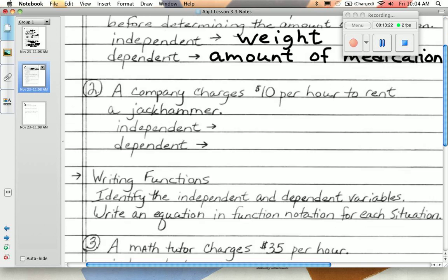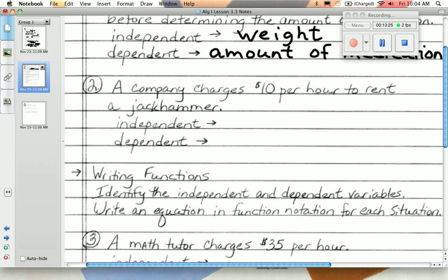Okay, a company charges $10 per hour to rent a jackhammer. What controls this situation? What would be the independent variable? What did you say first, Jim? You said $10? Okay. And what did you say, Courtney? How much it costs? How many hours? I think it would be the amount of hours. Does the $10 change? No. So that's kind of like a constant that doesn't change. So that isn't going to control it necessarily.